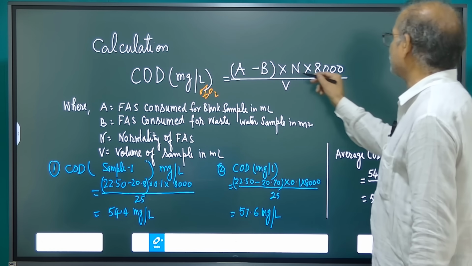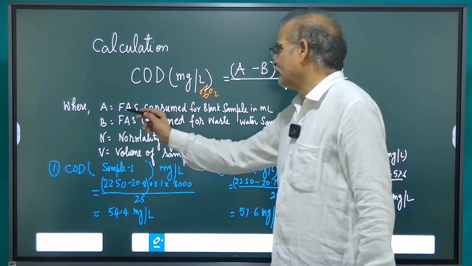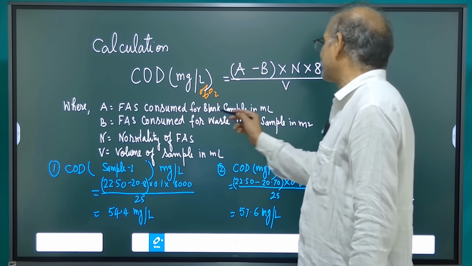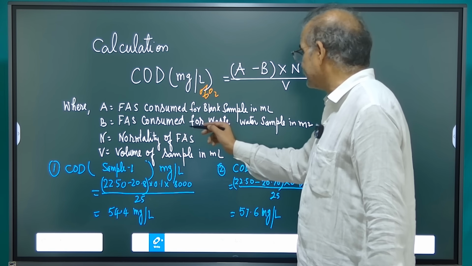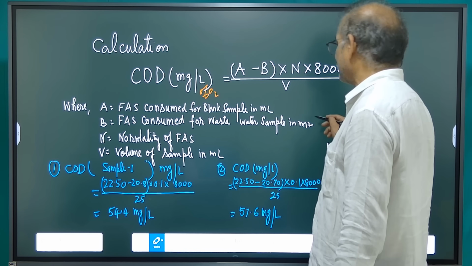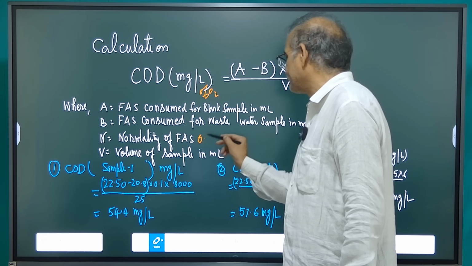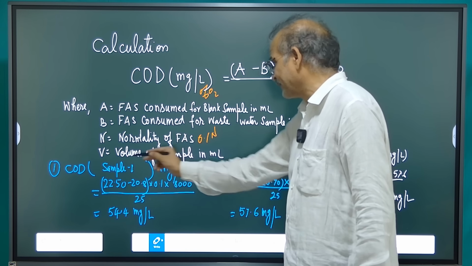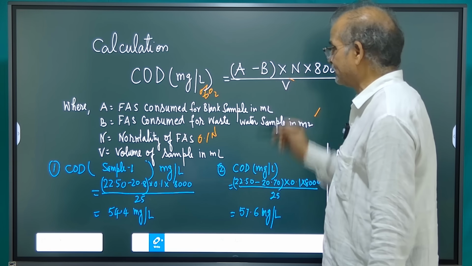COD is (A minus B) into N into 8,000 divided by volume. A is ferrous ammonium sulfate consumed for the blank sample in milliliter. B is ferrous ammonium sulfate consumed for the wastewater sample in milliliter. N is the normality of FAS, 0.1 N. Then volume of sample in milliliter.